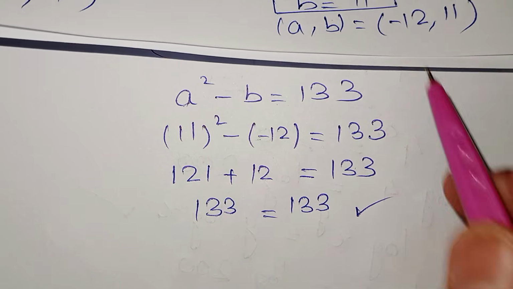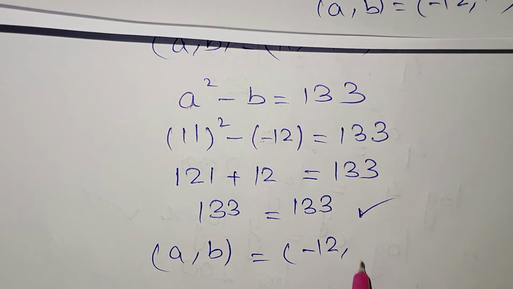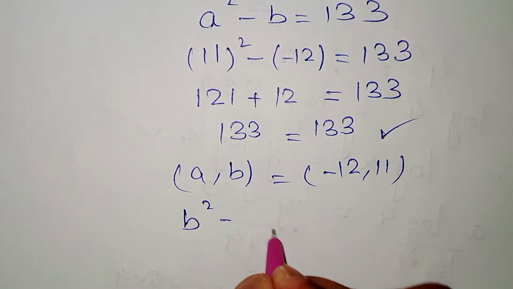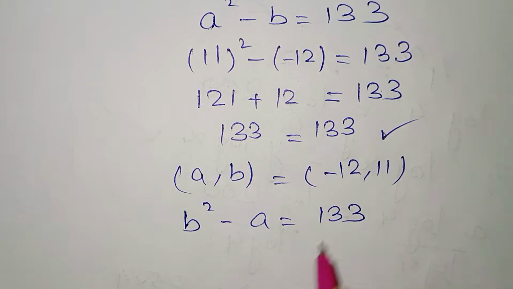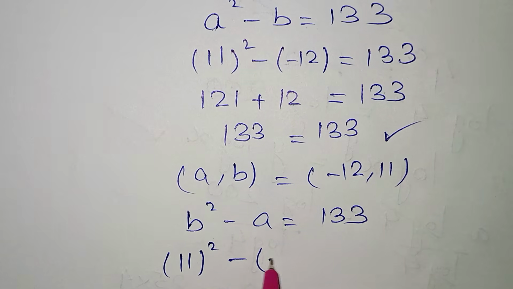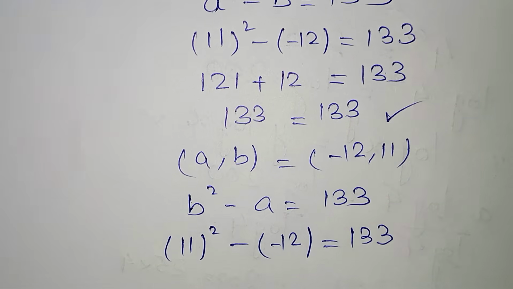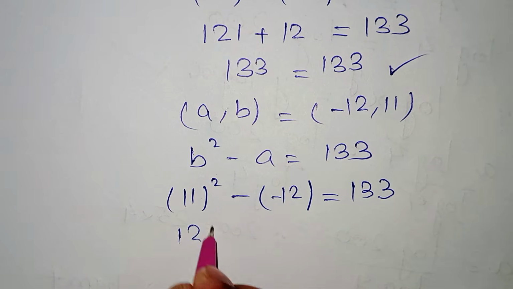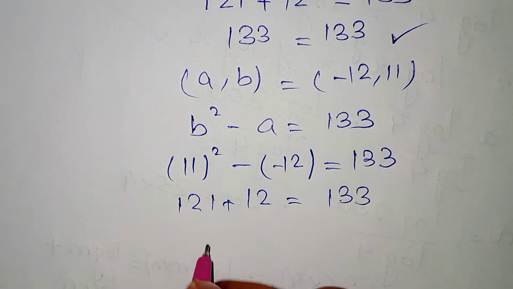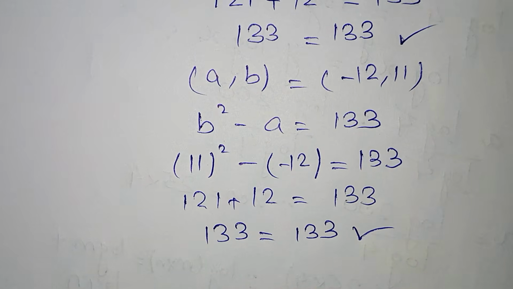Now we'll check this pair, (a, b) = (−12, 11). We have the equation b² − a = 133. What is b? 11² minus what is a? Minus −12 equals 133. This is 121 plus 12, which is 133, and this is also 133 equals 133. Left-hand side equals right-hand side.